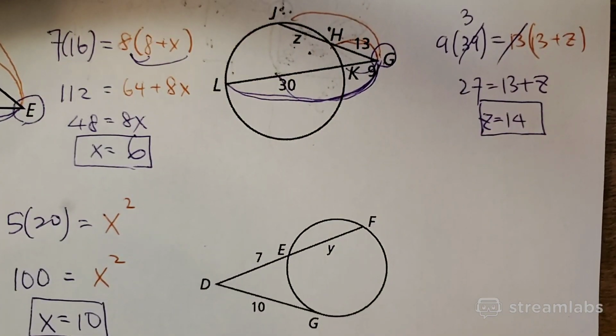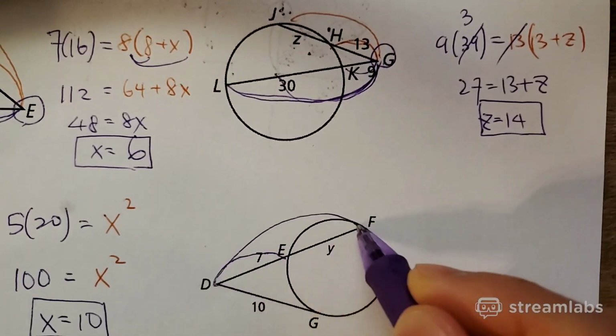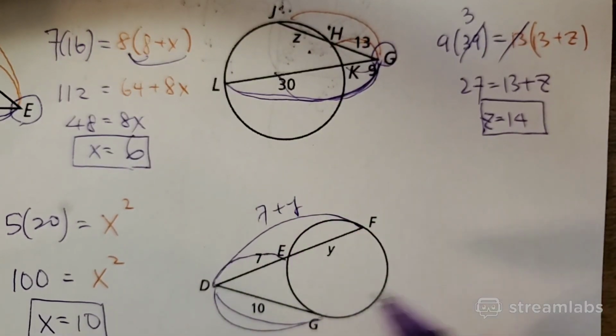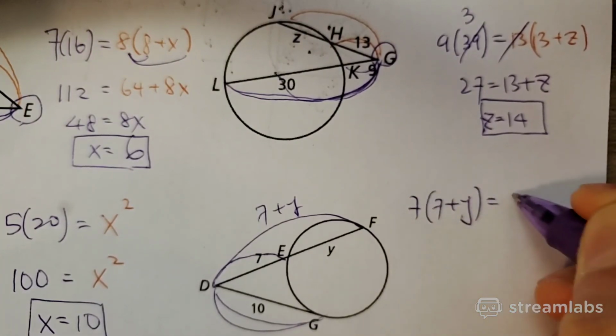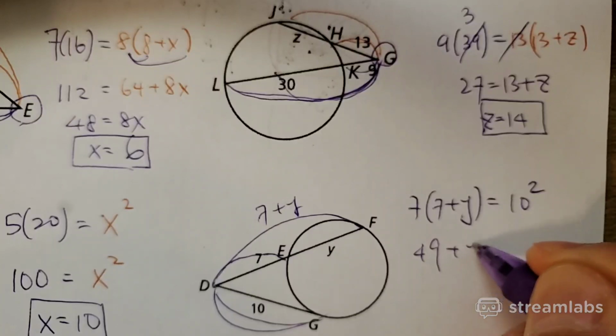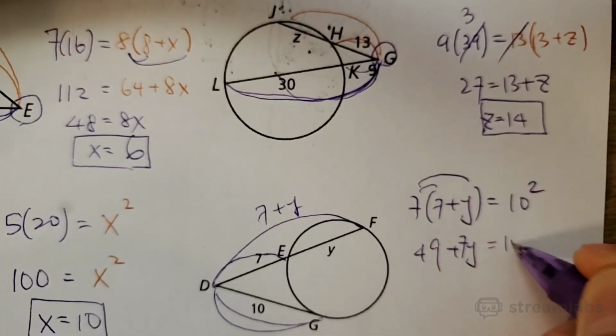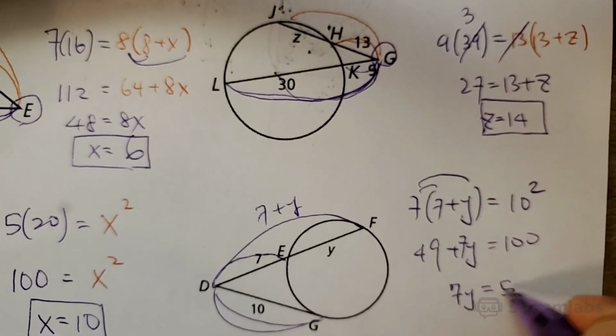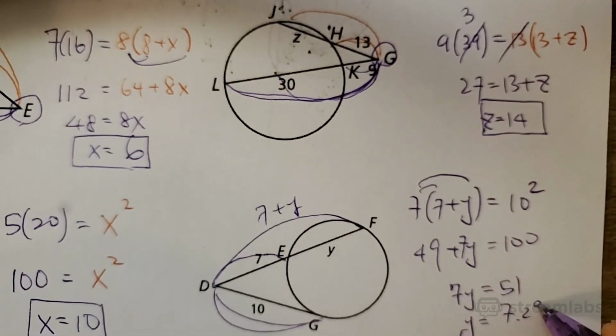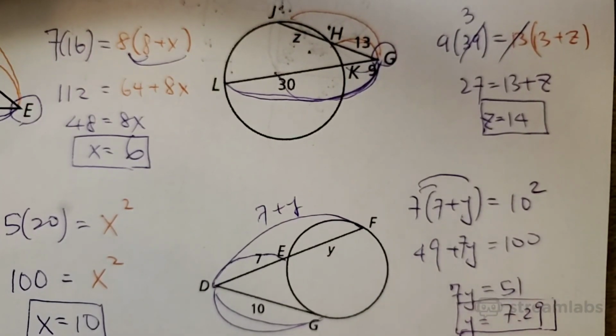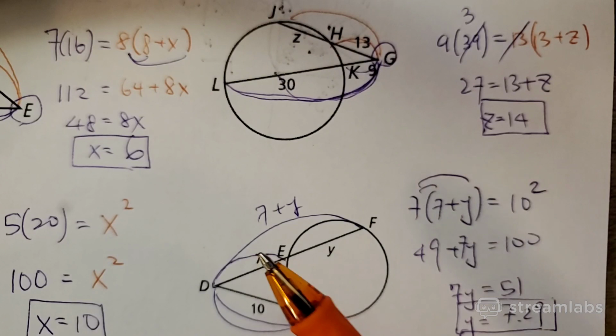Last part. 7 plus y, and 10 times 10, right? It's 10 squared. So 49 plus 7y is equal to 100. So 7y is 51, so y is 7.29-ish, right? You round it. Are we clear on this one? Any questions about this? Just be careful with the outside angles, that way you can set it up correctly.